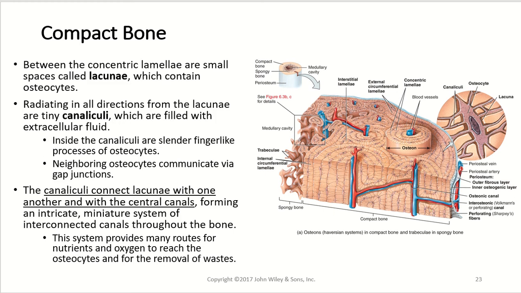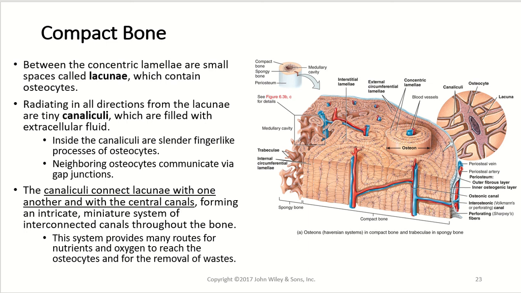So between our little concentric lamella are going to be small spaces called lacunae. And this is where the osteocytes are going to reside. So radiating in all directions from the lacunae are going to be these tiny little canaliculi. So we've got our lacuna, their osteocyte, and then our canaliculi coming off of that. And these canaliculi are going to be filled with extracellular fluid. So inside the canaliculi are going to be slender finger-like projections that are going to come off of the osteocytes.